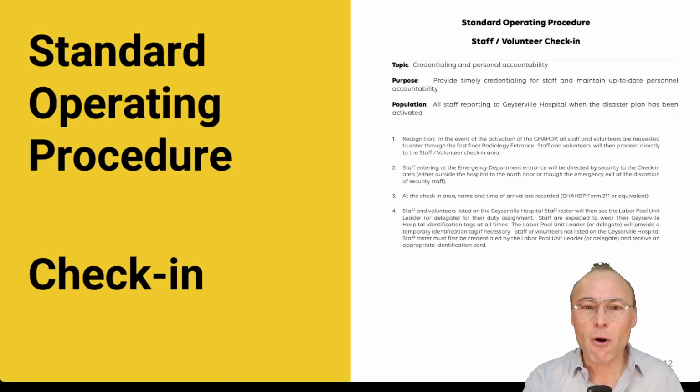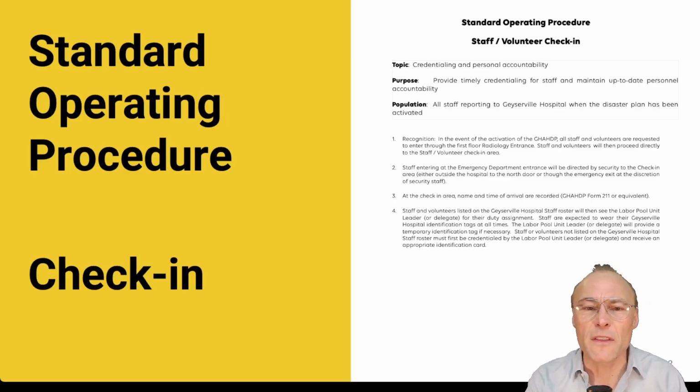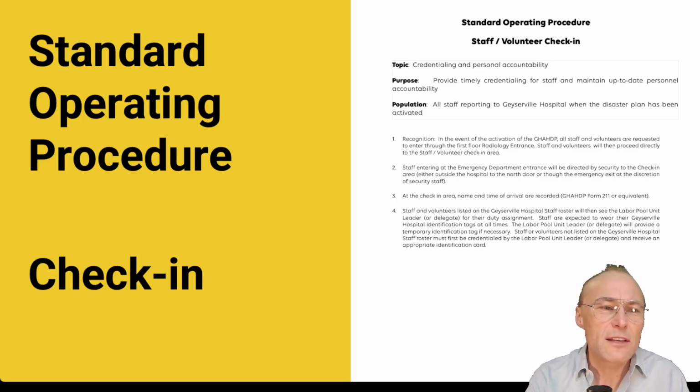So here's an example. Here is a standard operating procedure for the check-in procedure. You'll see it discusses the purpose of it, who it applies to, and just a set of things that must be done. For instance, it says here, item 3, at the check-in area, the name and time of arrival are recorded. And here's the form that they use for it. So this is a simple standard operating procedure.